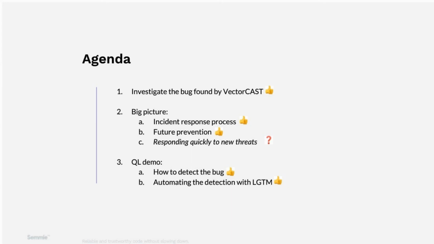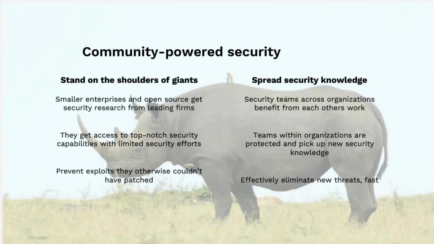I've talked about most of these points already. The one thing that I didn't really talk about yet was item 2C, responding quickly to new threats. Something that we've done relatively recently is we've actually open sourced all of our QL queries. All of the queries that we run in LGTM, all the standard queries, are on Semmle's GitHub page, so you can see exactly how they're implemented.